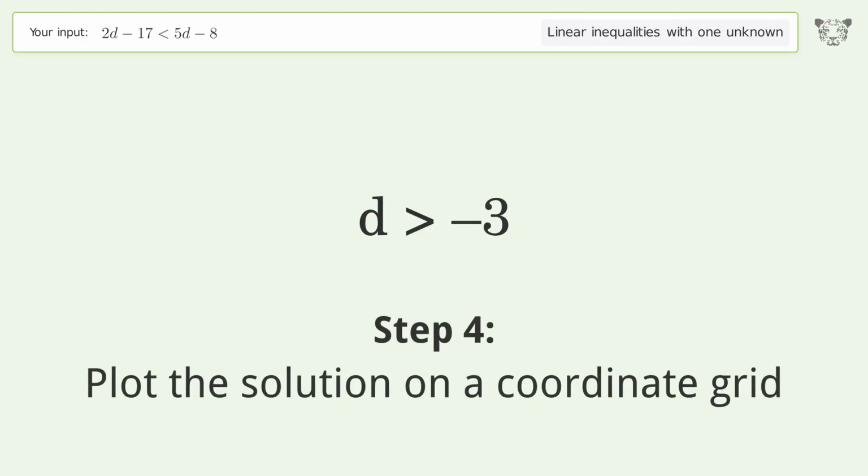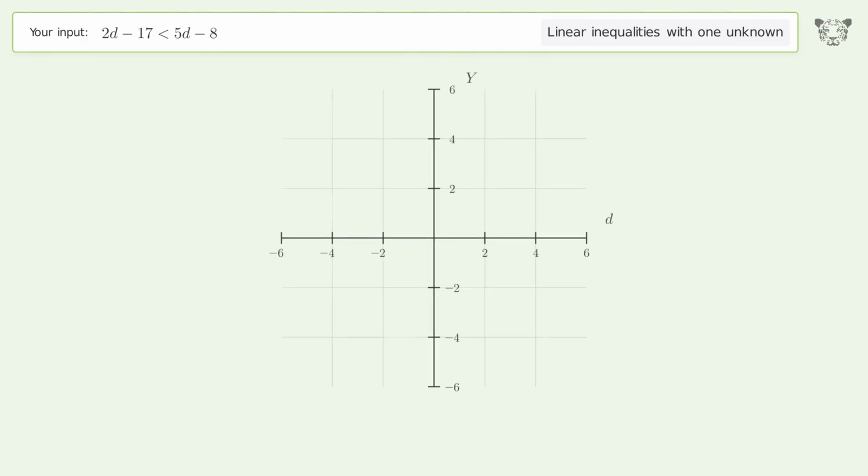Plot the solution on a coordinate grid. And so the final result is d greater than -3.